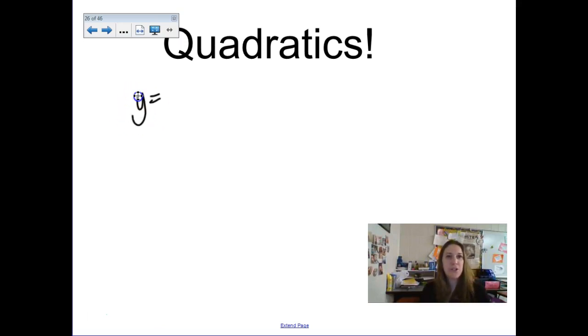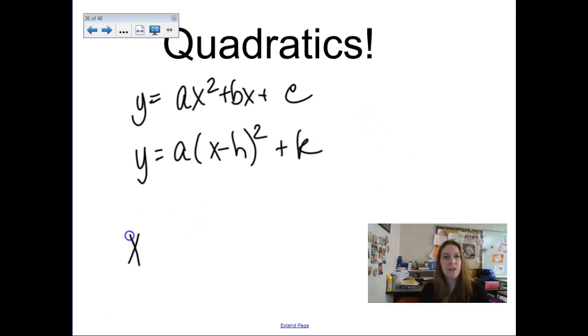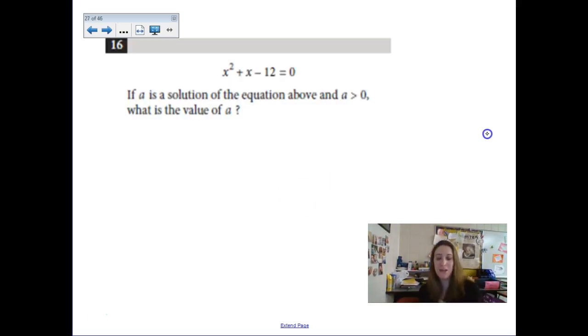So our quadratic equation in standard form, y equals ax squared plus bx plus c. The standard form, not very exciting. Vertex form, a little better: y equals a times (x minus h) squared plus k. That's the one where you can see how it's shifted. And then remember the quadratic formula that you can solve any quadratic with: x equals negative b plus or minus the square root of b squared minus 4ac, all over 2a. Now if you want to use any of those formulas, that's awesome. You got to have them memorized, so keep that in mind.